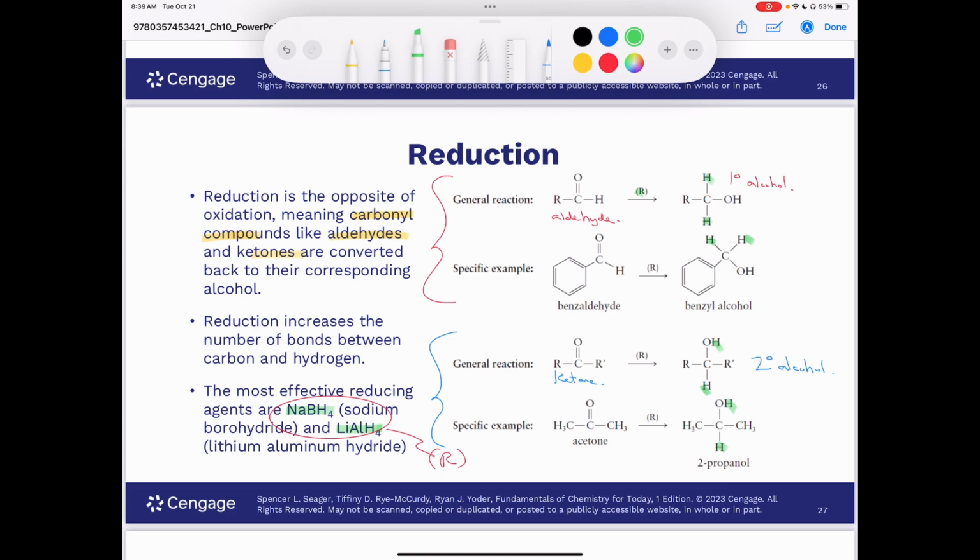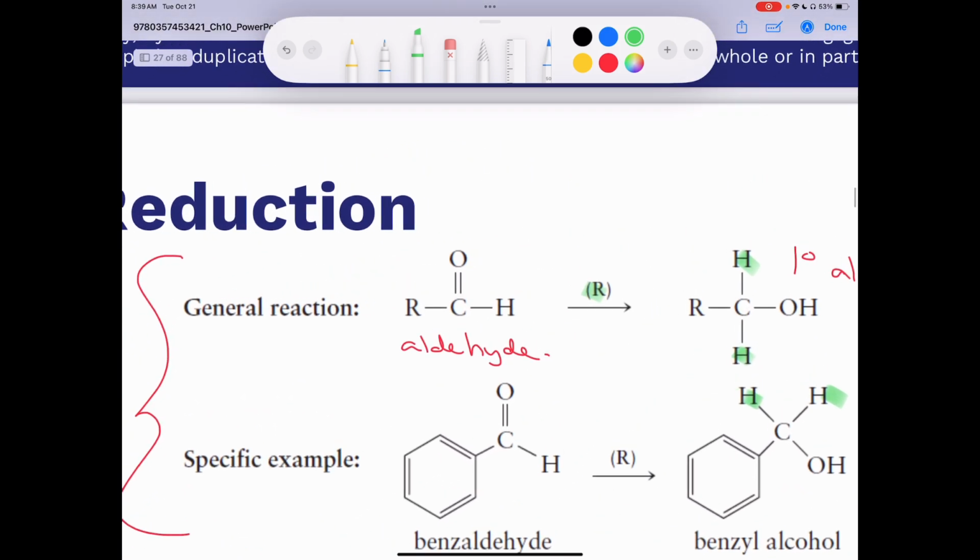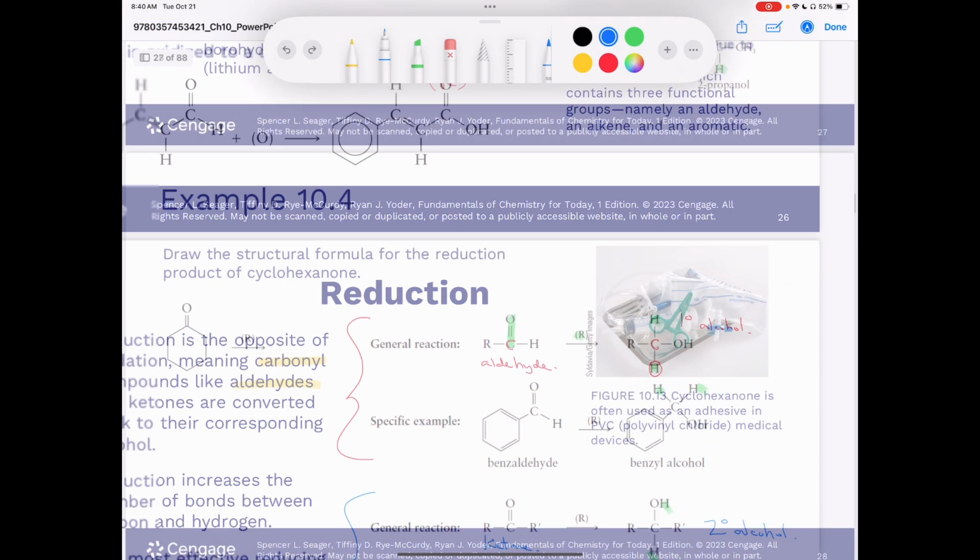So remember, when a reduction occurs, all you have to do is look at the carbonyl group. The carbon of the carbonyl group is going to take on a hydrogen, and then you're also going to add a hydrogen to the oxygen of the carbonyl, and you're going to remove the double bond. So that's essentially what's happening here, right? Originally there was a double bond here, but then we remove that double bond and we attach a hydrogen to the oxygen. So that's our reduction.